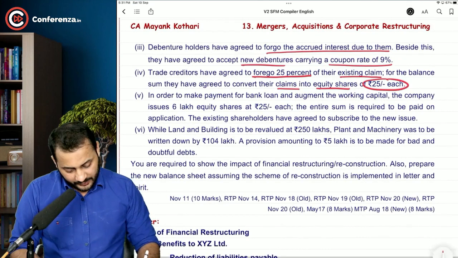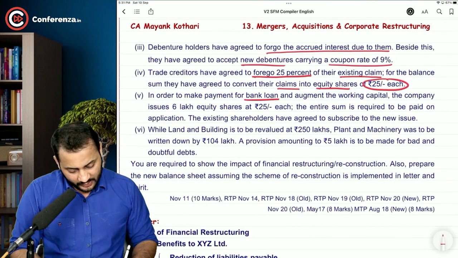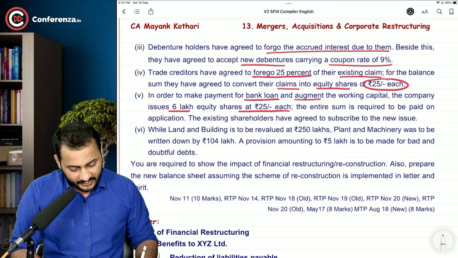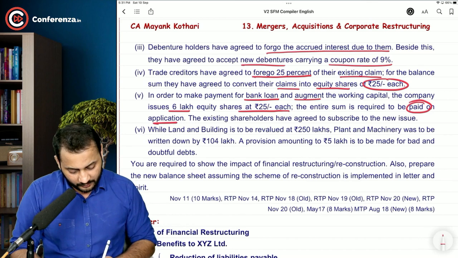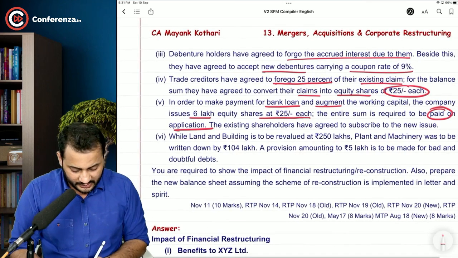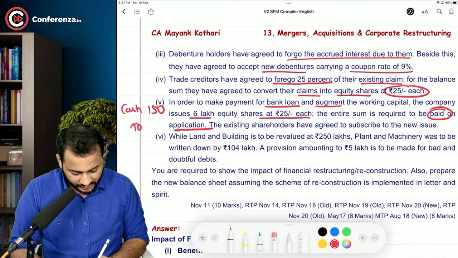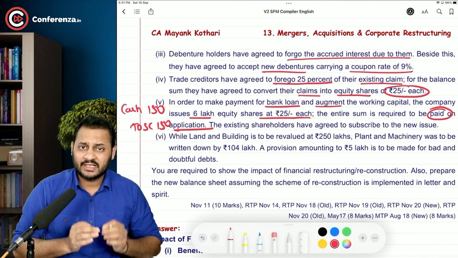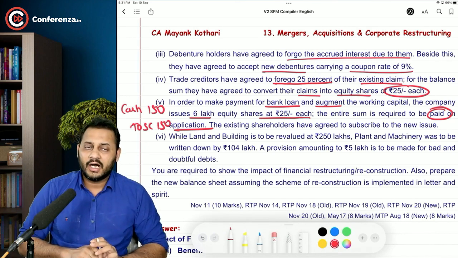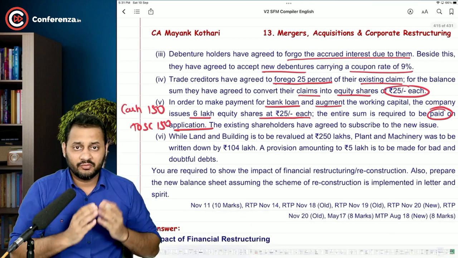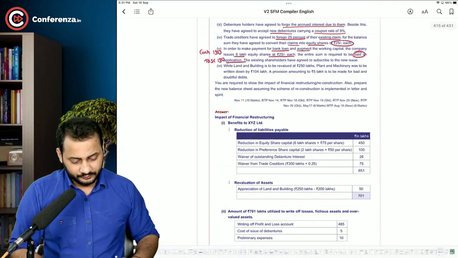In order to make the payment for bank loan and augment the working capital, the company issues 6 lakhs equity shares of rupees 25 each. The entire sum is required to be paid on application. What is the entry for this? Cash account debit 150 lakhs to share capital 150 lakhs. What exactly we are doing? We are raising new capital, so that will add 150 lakhs on both the side.